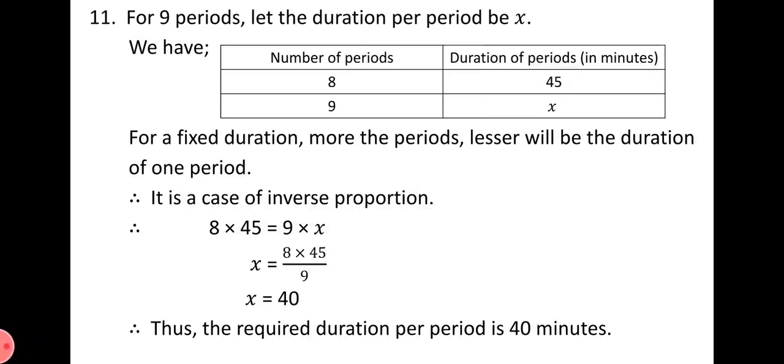While in inverse proportion, of the two quantities, if one is increasing, the other will be decreasing, and vice versa, if one is decreasing, the other will increase. In such a case the increase and decrease take place so that the product of the corresponding values remains constant. This is the only difference between direct and inverse proportion.